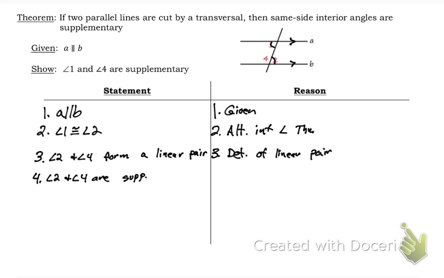We can't use transitive here because transitive would be like 1 goes to 2, 2 goes to 3. If you want to use substitution, you have to change things to equal signs. So instead of this one, I'm going to pick measure of angle 2 plus measure of angle 4 equals 180 degrees. This will be the linear pair postulate.